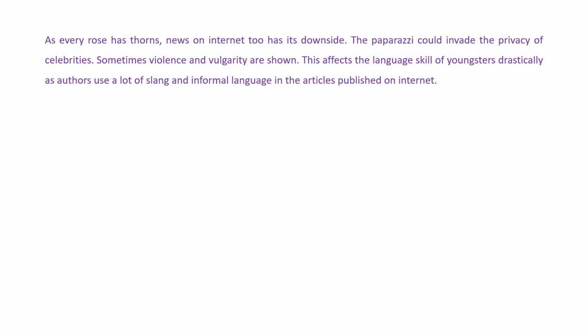As every rose has thorns, news on the internet too has its downside. The paparazzi could invade the privacy of celebrities. Sometimes violence and vulgarity are shown. This affects the language of youngsters drastically, as authors use a lot of slang and informal language in the articles published on the internet.